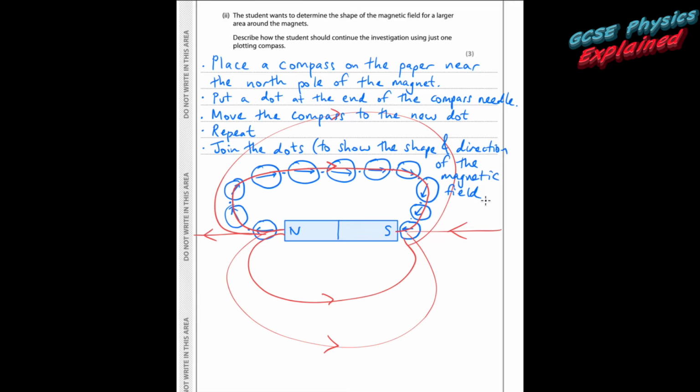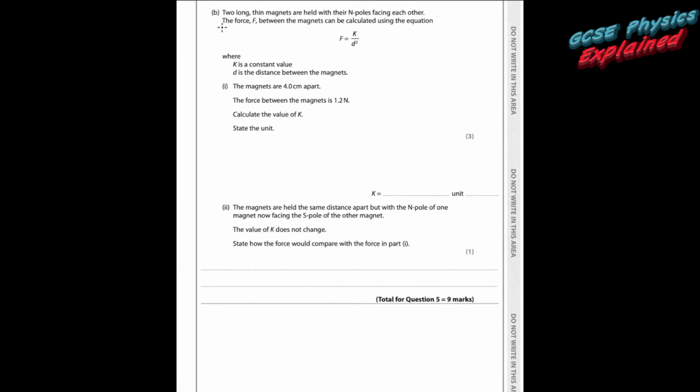Part B. Two long, thin magnets are held with their north poles facing each other. The force F between the magnets can be calculated using the equation F equals K over D squared, where K is a constant, D is the distance between the magnets. Part 1. The magnets are 4 centimetres apart. The force between the magnets is 1.2 newtons. Calculate the value of K and state the unit.